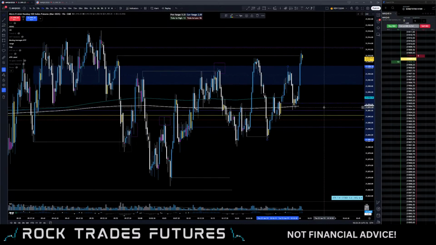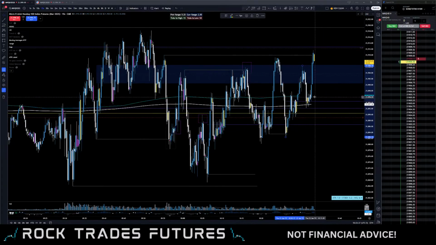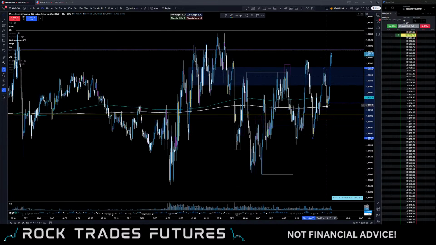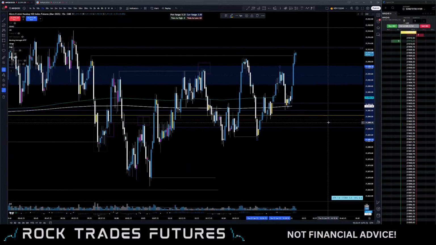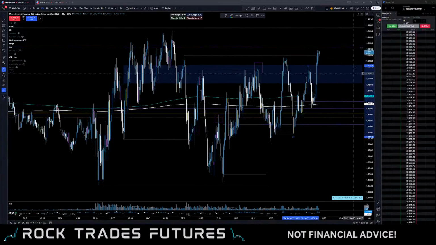Could have been a little bit more aggressive here. I was just saying price doesn't range forever, and it's been ranging for a minute. So we're going to be picking a direction here at some point. I'm inclined to think small move up, big move down though.